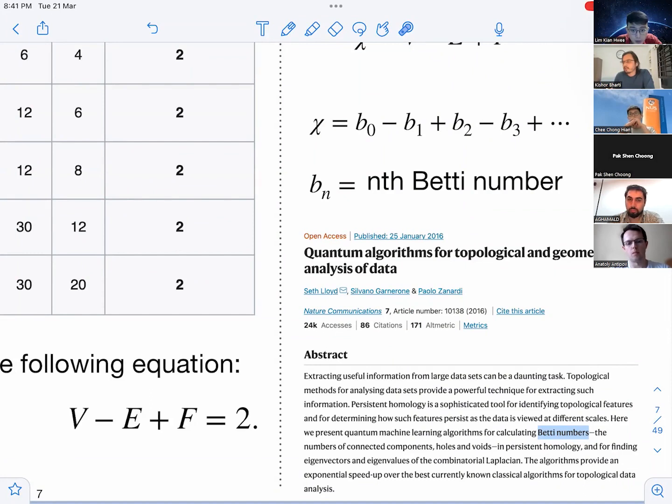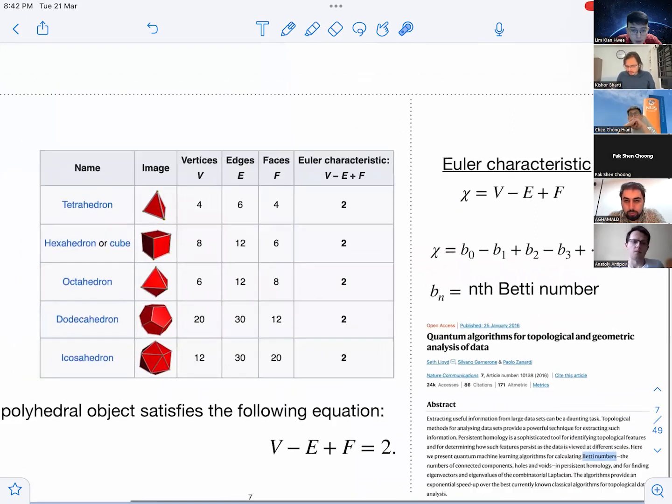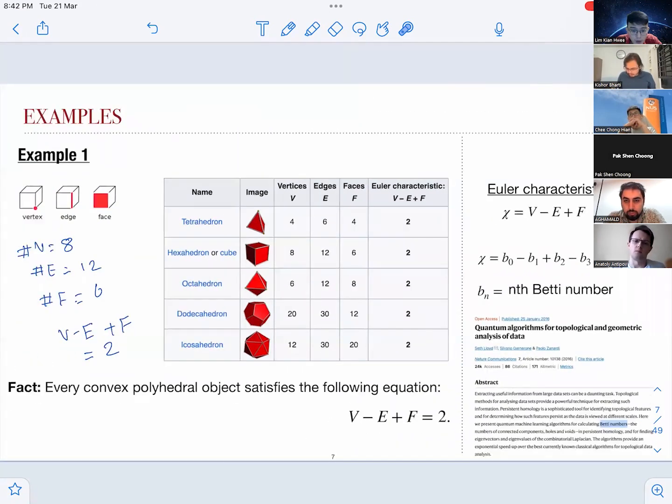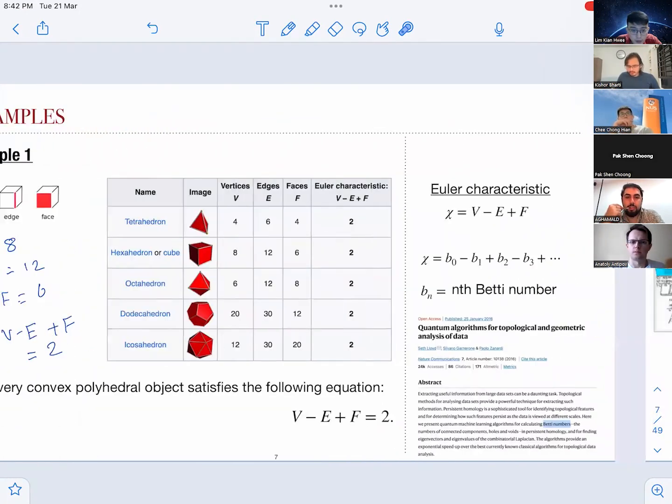You saw that there have been many papers last year on topological data analysis. In topological data analysis, one of the objects that people are interested in calculating is this Betti number. And this Betti number is related to the Euler characteristic, whose value is 2 for these simple objects. So this is motivation number 1, why you should be interested in topology. And we will understand what a Betti number is.